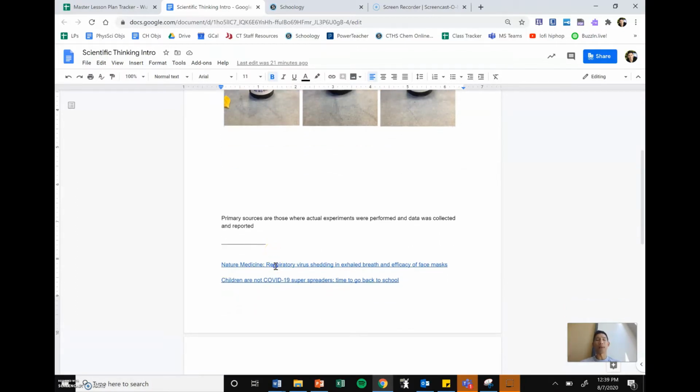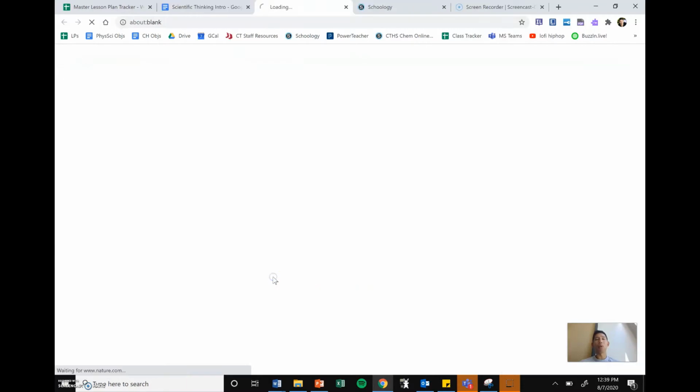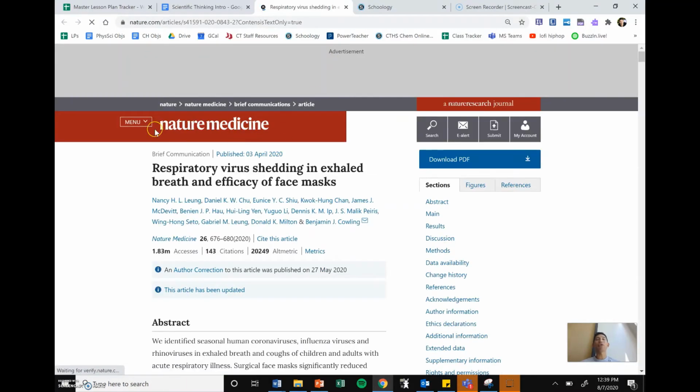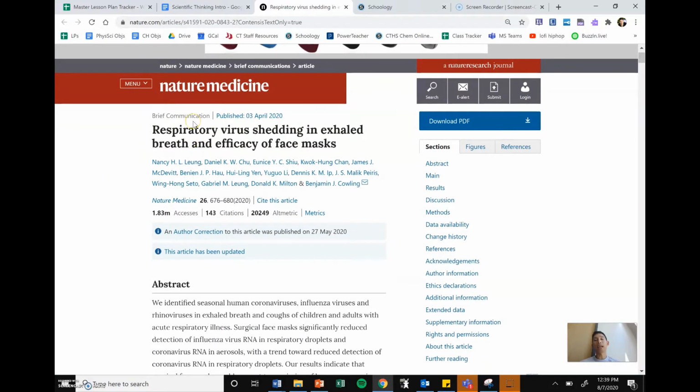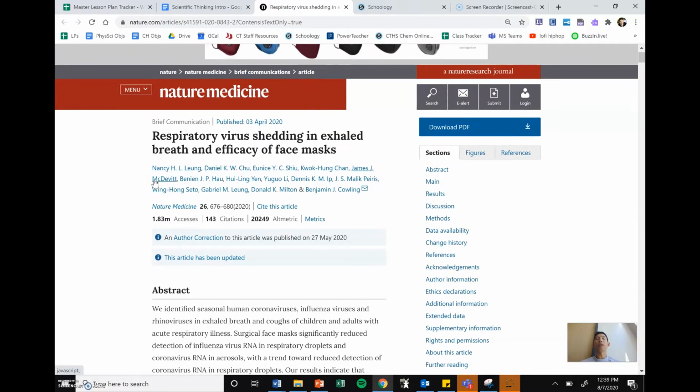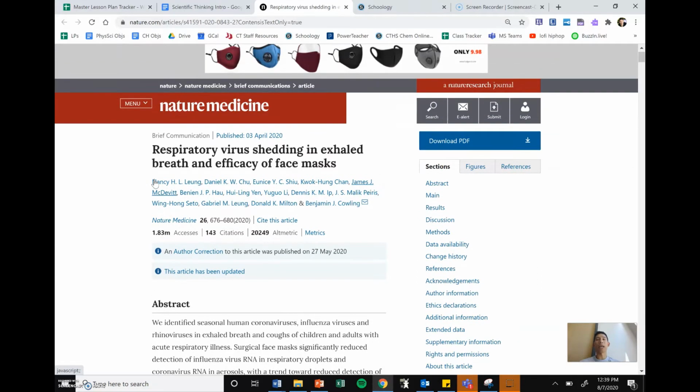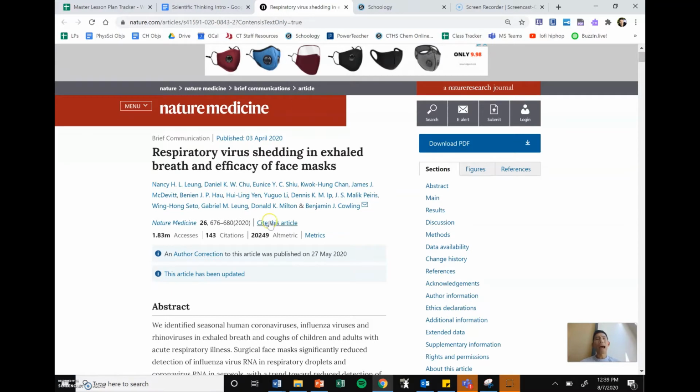Let's take a look at some. This first one is from a scientific journal called Nature Medicine. And this is a journal that basically scientists usually working at universities will conduct studies and submit an article that the scientists write to this journal for publication. Now, how would we know that?